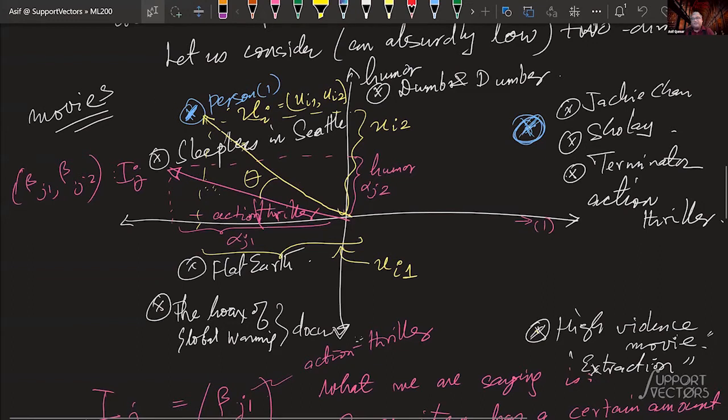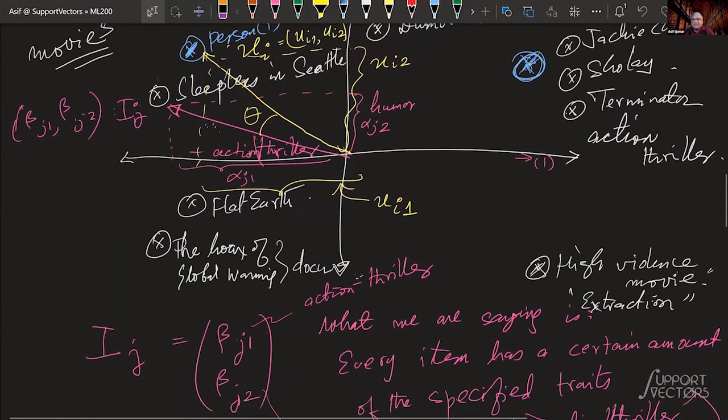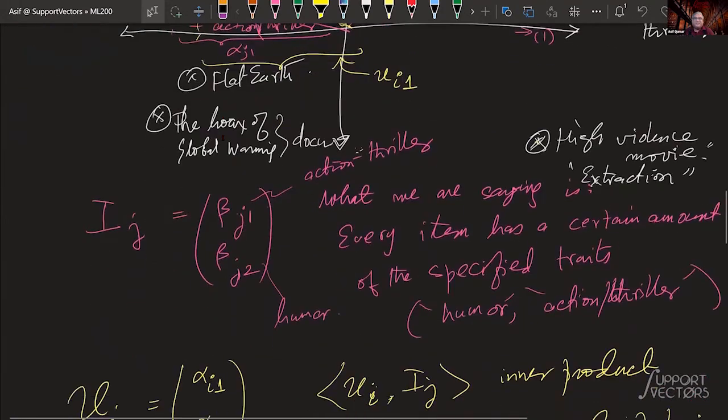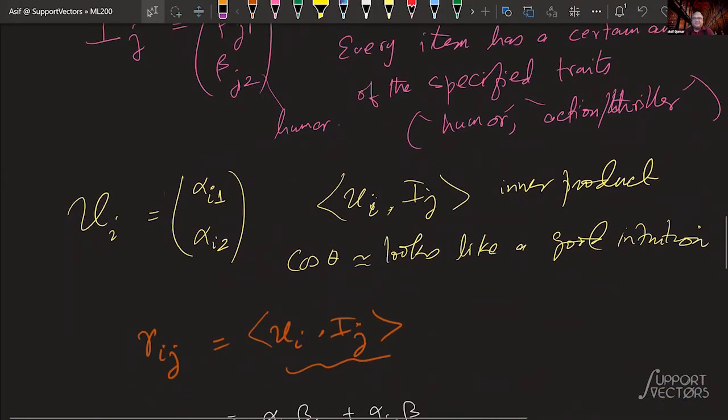So every item can be projected into the space, and then every user can be projected into the space based on their taste. So items have traits and people have taste. Okay? And so you can see that there's a person who will like Sleepless in Seattle quite a bit because of their choice of a certain degree of humor and a certain action thriller, the level of action they want to see in that. Okay? So this is the main concept. Now, the hypothesis that you make is that if you represent the taste of a user, the degree of taste for each of the traits, you can represent it as a vector.